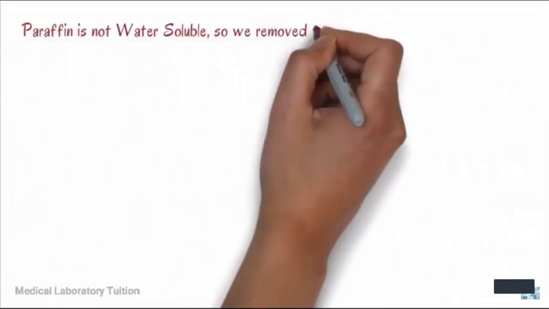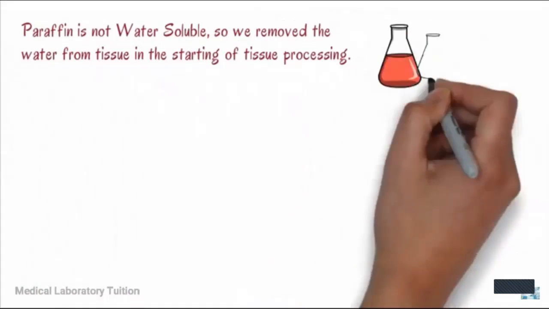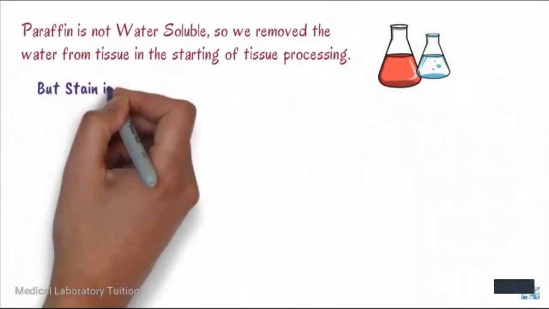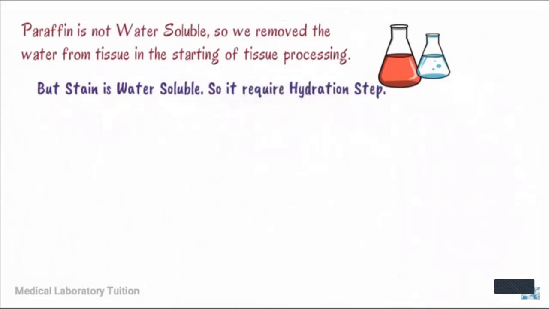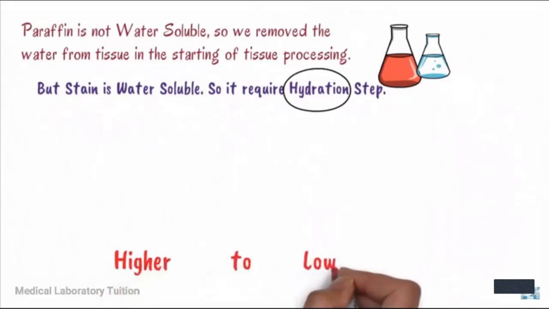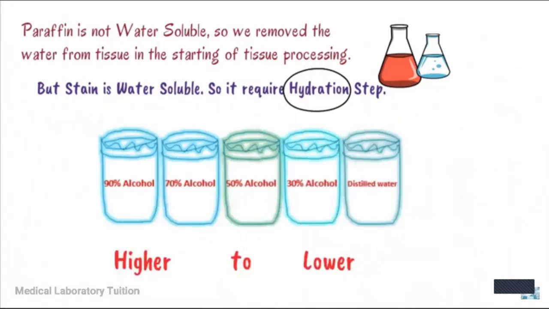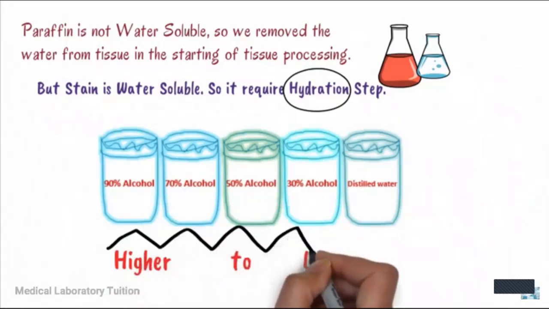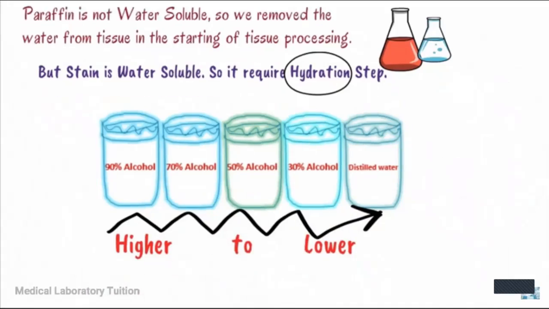In the previous steps, if you remember, water was removed, but our stain is aqueous in nature and requires water for staining tissue. So now we hydrate the tissue. This step is called hydration. Remember, it is not dehydration, it is hydration, which means we give higher to lower grade of alcohol and finally distilled water: 90% alcohol, 70%, 50%, 30% and distilled water to take the tissue from dehydrated to hydrated.